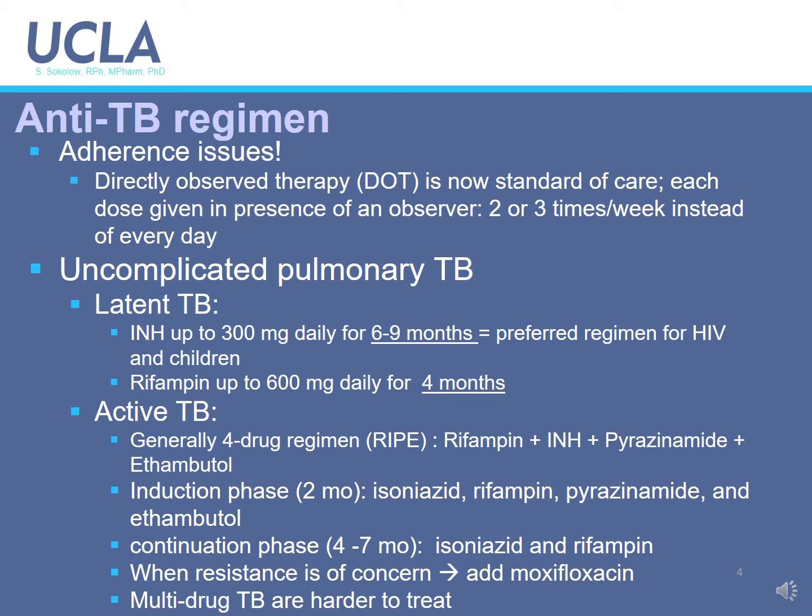Now, when resistance is a concern, which can happen, then you would add another antibiotic, which is moxifloxacin. And when it's a tuberculosis which is multi-resistant to those antibiotics, they are much harder to treat, but I'm not going to go into the details. So for now, just focus on what are the options for latent TB versus an active TB for the uncomplicated tuberculosis.